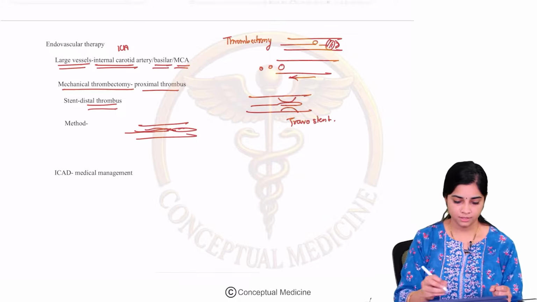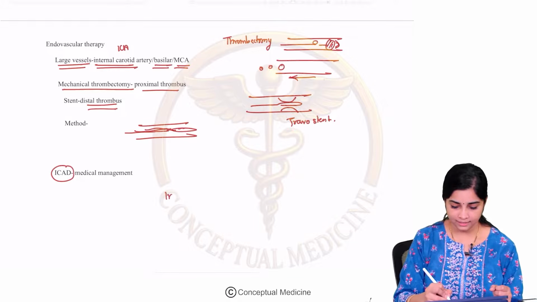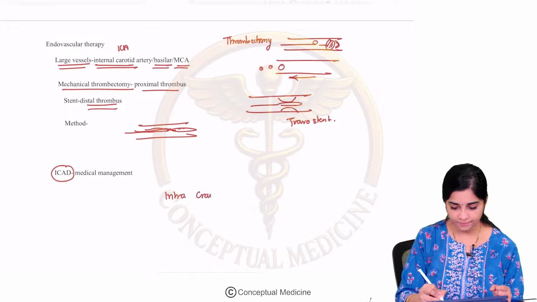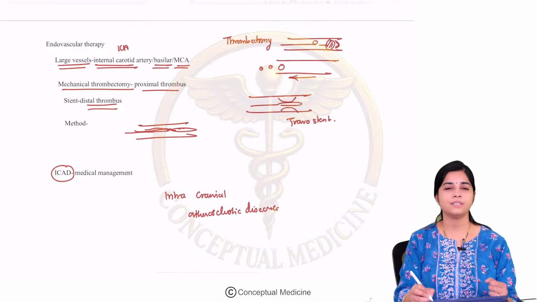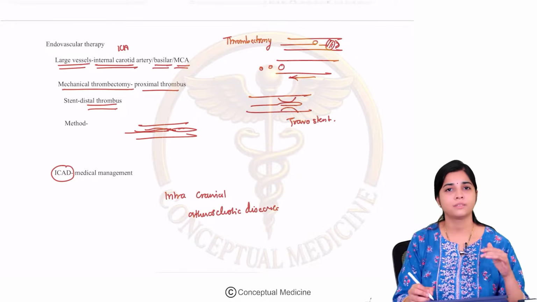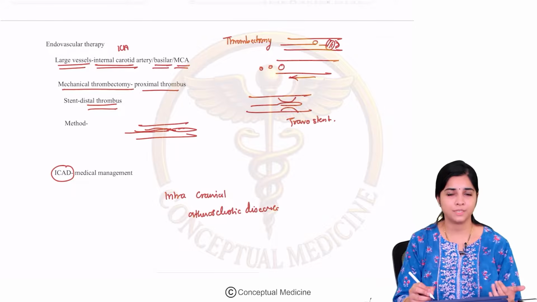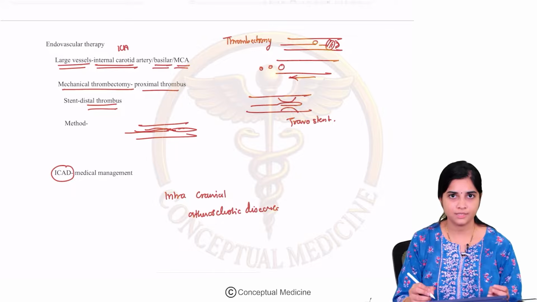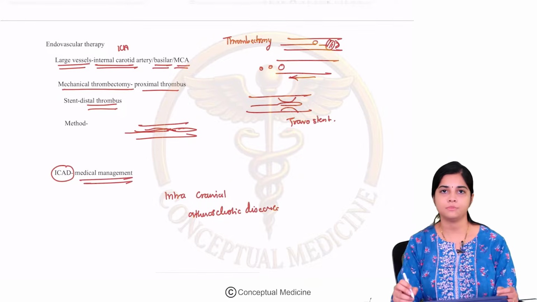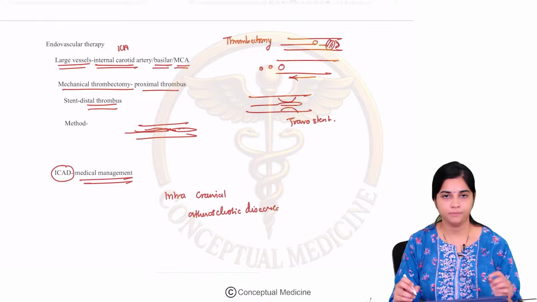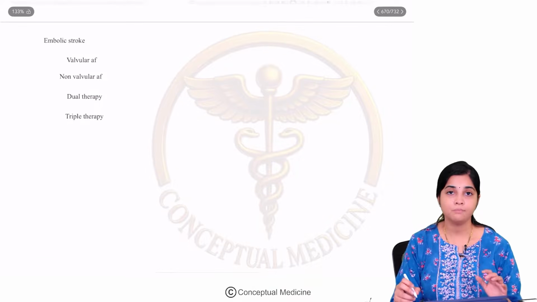Okay, fine. Then what is ICAD? ICAD is intracranial atherosclerotic disease. Right, so intracranial atherosclerotic disease, for example, small vessels or very small branches of the MCA or PCA or ACA, in these kind of strokes, intracranial atherosclerotic disease, you cannot do a thrombectomy and you have to do a medical management. Okay, clear? Fine. Now let us look at embolic strokes.